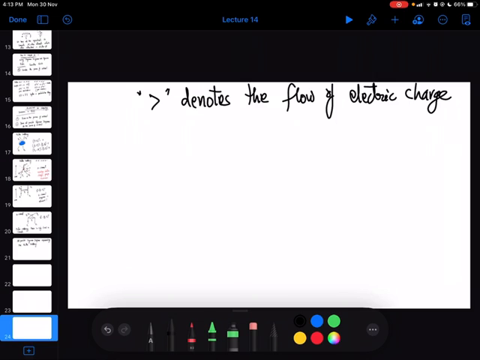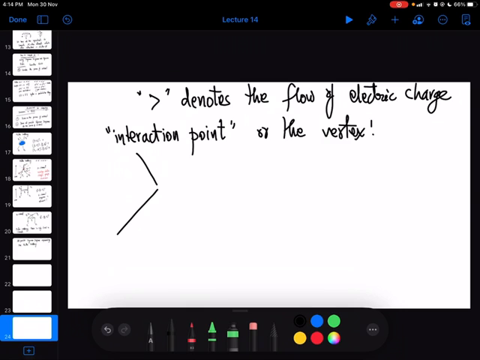Now what about the propagator? The other important thing, once we have the interaction point, the interaction point or the vertex. So the vertex is given by, so this is time, with a factor minus i e gamma mu. This is coming directly from the Lagrangian.